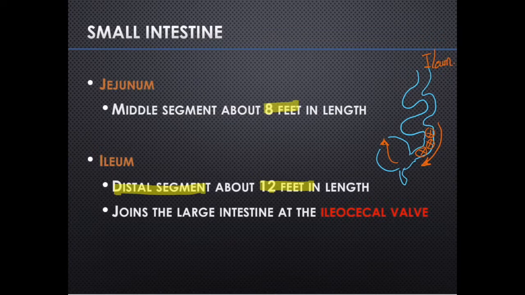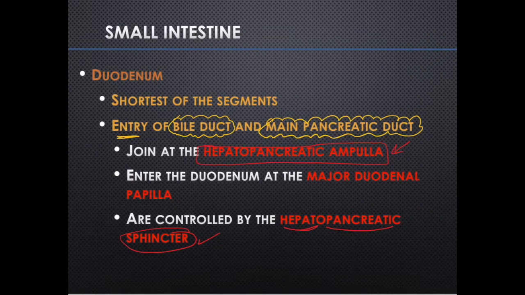So you see on here, again, the shortest segment of the small intestine is the duodenum. It receives secretions from the pancreas and the liver.